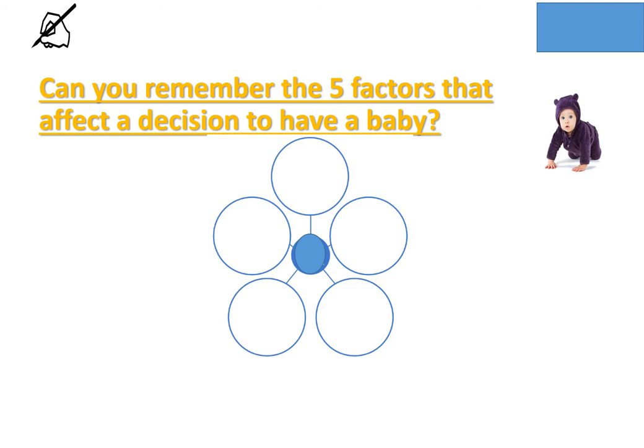So the first thing I'd like you to do, and this is a recall activity, is can you remember the five factors that affect a decision to have a baby? I'll just give you a minute to write those down.